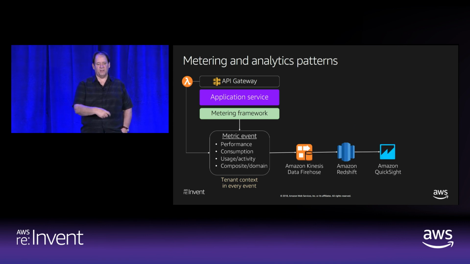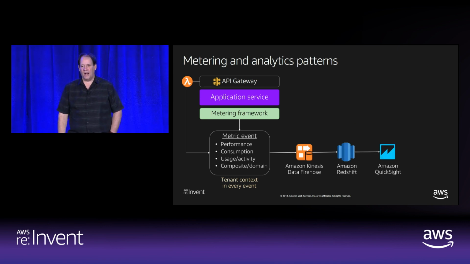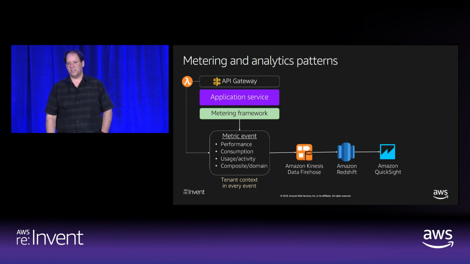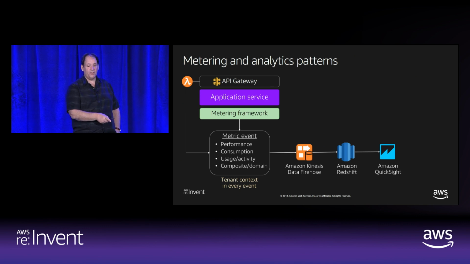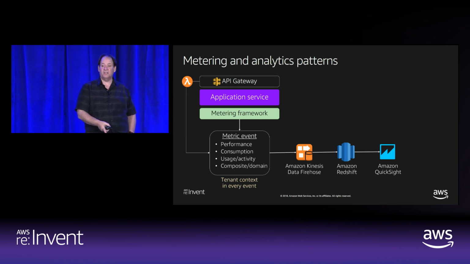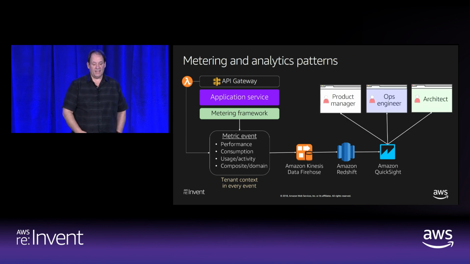And I aggregated it with Kinesis and Firehose and with Redshift, and then surfaced it all with QuickSight. That could have been Elasticsearch and Kibana. It could have been any number of things there at the bottom. I happen to pick a set of tools. The key thing is all this data goes to a central location, and then it gets surfaced to whoever wants to consume it.